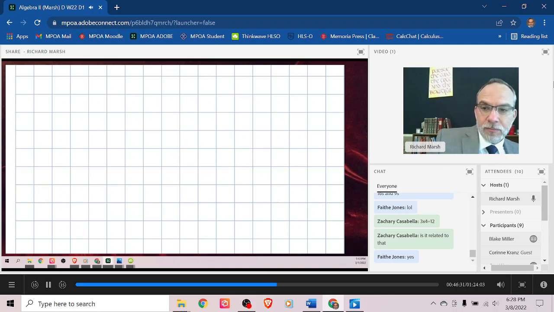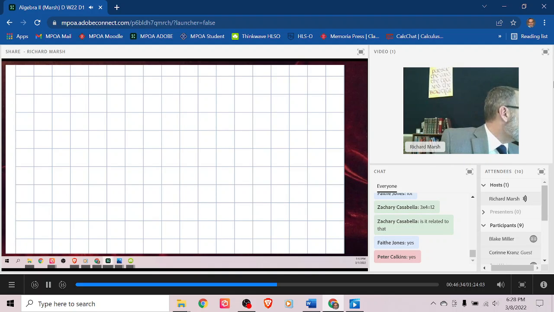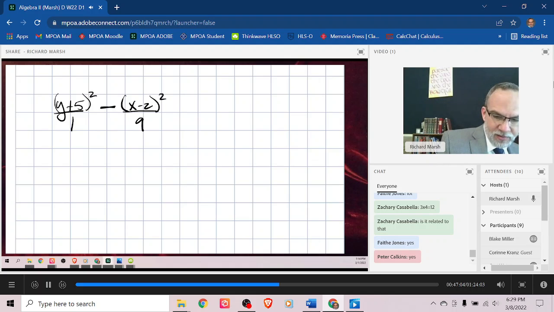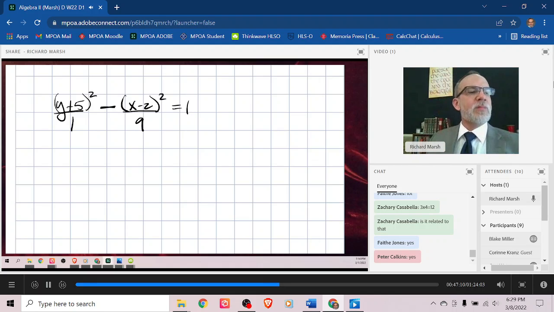Okay, are you tracking with me? I'm going to do something similar to number 12, but I'm going to say y plus 5 squared over 1 minus, because that's going to change things now. It's very important when you do order when you subtract. x minus 2 squared over 9 equals 1. Okay. All right, so copy that down, and when you're done copying, tell me done.